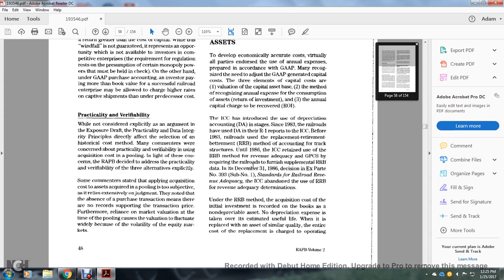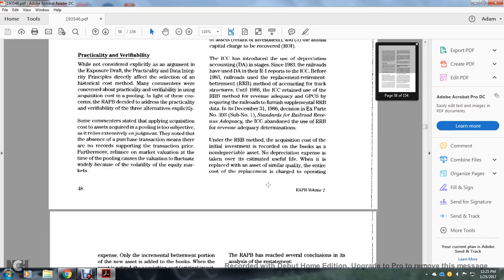the railroad retirement betterment data. On December 31st, 1986, in the decision Ex Parte No. 303, Standards of Railroad Revenue Adequacy, the ICC amended its rules, using the Railroad Retirement Board, Railroad Retirement Betterment method for revenue adequacy determinations.